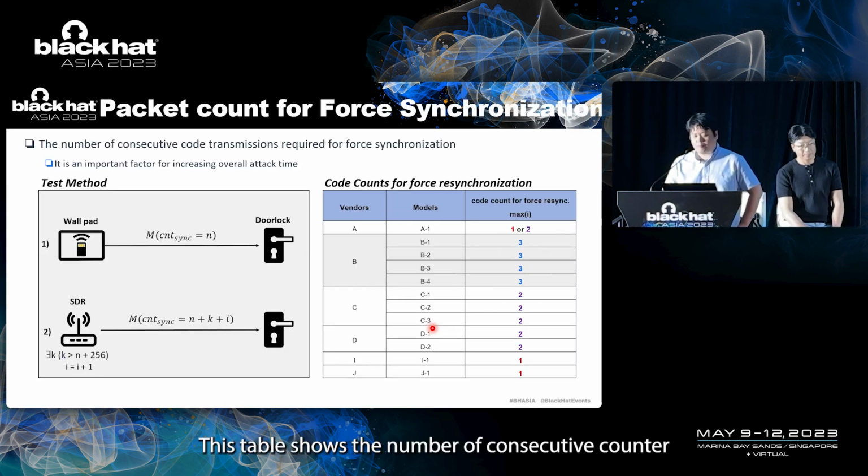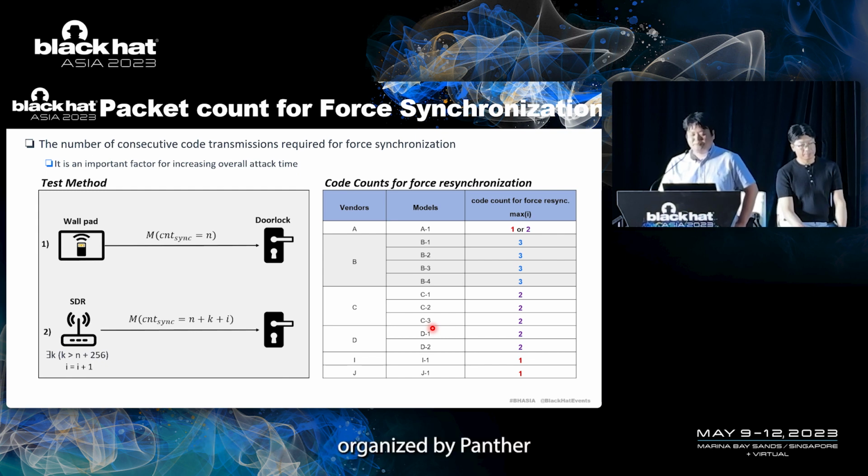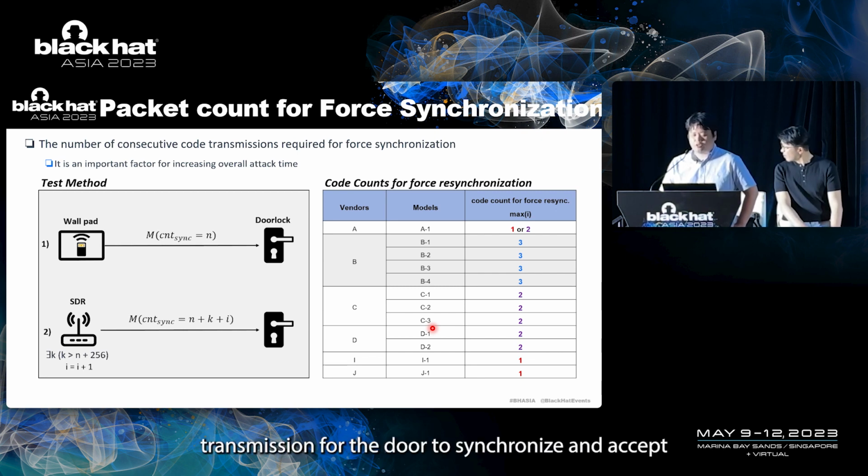This table shows the number of consecutive counter code transmissions required for synchronization, organized by vendor. If more consecutive code transmissions are required, the attacker needs to transmit more codes, which increases the overall attack time. Therefore, in the case of vendor B, the attacker would need three consecutive code transmissions for the door lock to synchronize and accept.